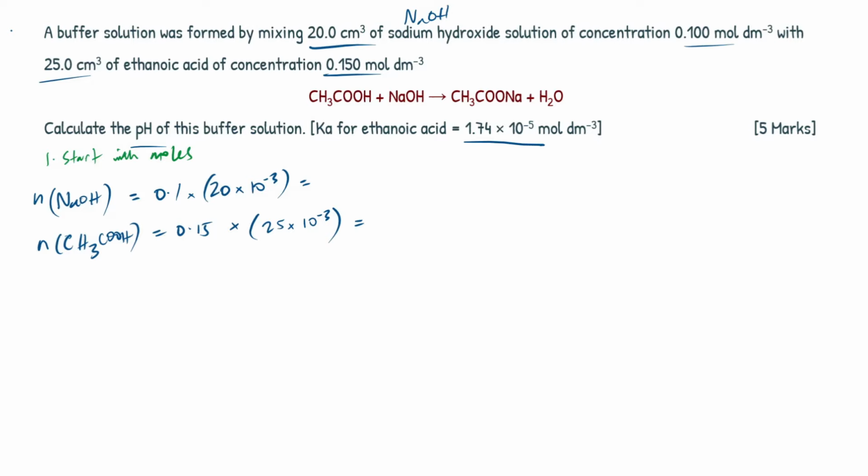If you put these in your calculator, the strong base or the salt right here is going to be 0.002 mole. Okay. And then the weak acid is going to be 0.00375 mole. All right. So that would be our first two marks right here. Okay. If you don't know what to do, just get these on the page. That is our first two marks out of five. So what do we do here? We simply have to work out the final moles.